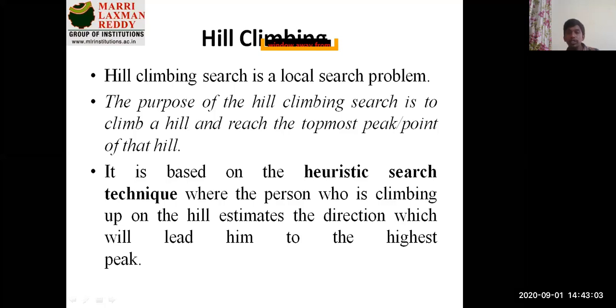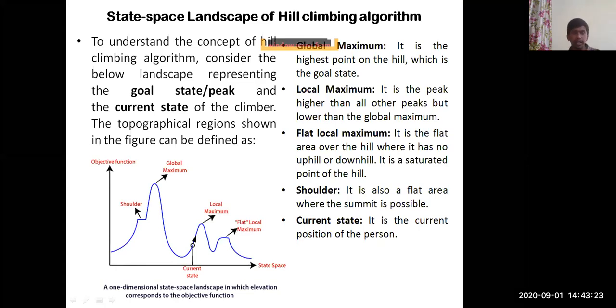The purpose of this hill climbing search is to climb a hill and reach the topmost peak of a hill. Starting from the initial stage to reach the topmost stage, you will have a lot of hurdles, and you need to cross every level properly, and only then can you reach the topmost position. Let's understand this in detail. What actually is this hill climbing algorithm?